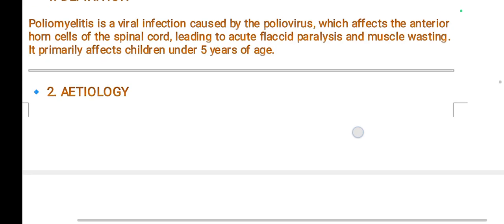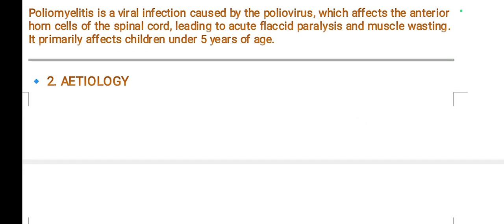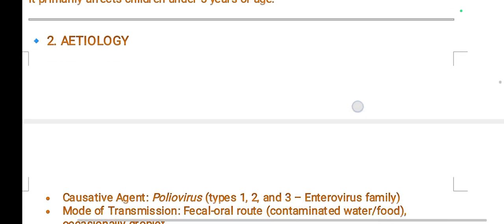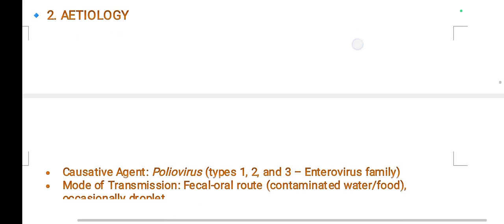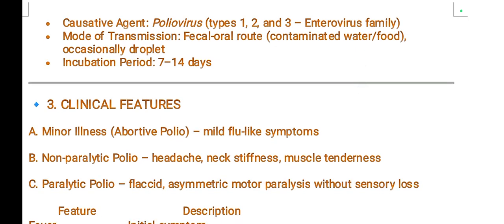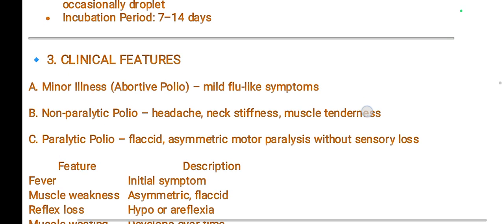Poliomyelitis is a viral infection caused by the polio virus which affects the anterior horn cells of the spinal cord, leading to acute flaccid paralysis and muscle wasting. It primarily affects children under 5 years of age. Etiology: the causative agent is poliovirus type 1 to 3, enterovirus family. Mode of transmission: fecal-oral route, contaminated water and food, occasionally droplet. Incubation period 7 to 14 days.